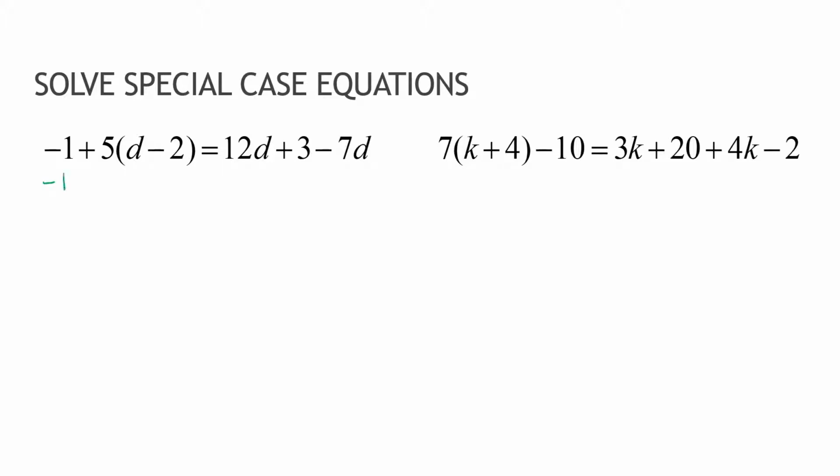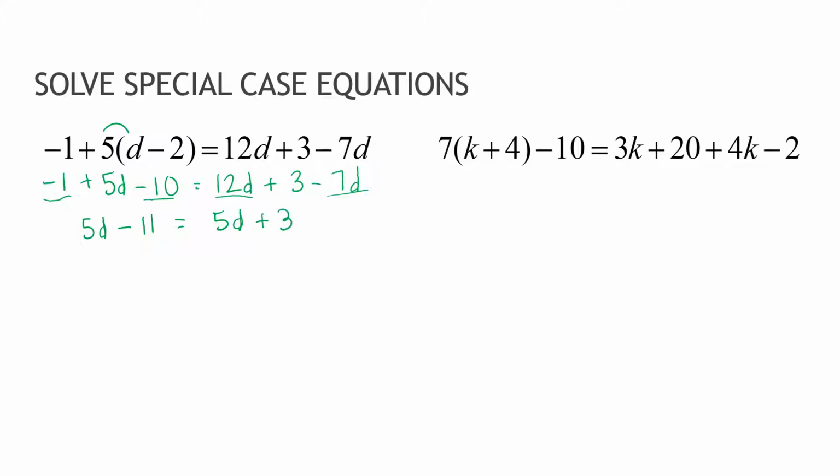So here, I'm going to keep my -1. I'm going to distribute my 5. On the right side, I can go ahead and combine like terms on this step if I want to, or since I have to do it on the left side on the next step anyway, I can just wait. But again, notice I'm showing each line. On the next line, I'm going to combine -1 and -10, so 5d minus 11. And I'm going to combine 12d and minus 7d to get 5d plus 3.